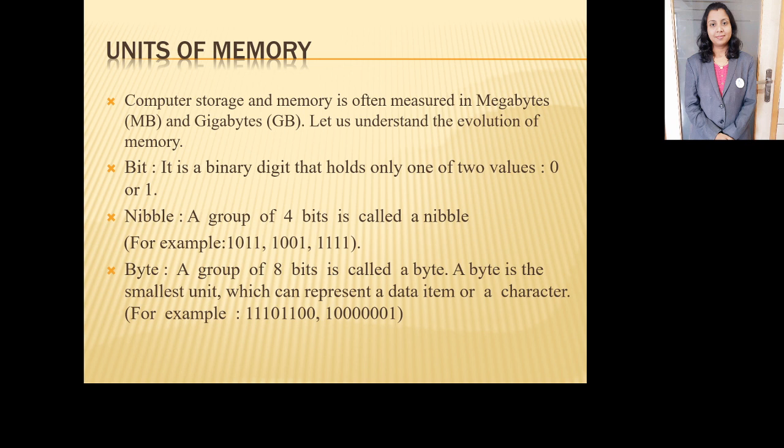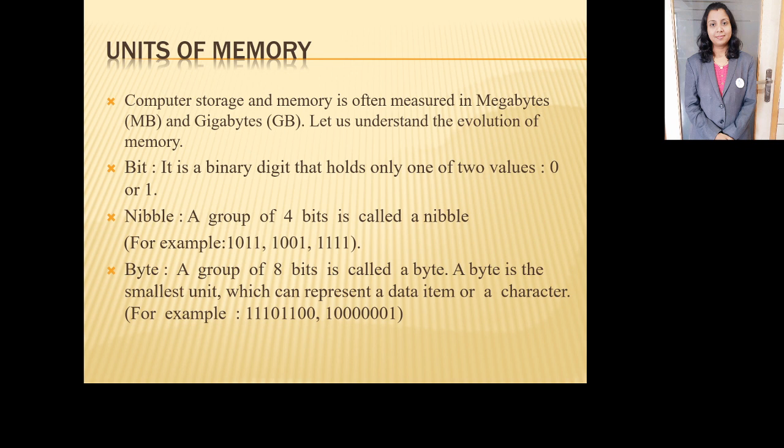Computer storage and memory is often measured in megabytes, represented by MB, and gigabytes as GB. Now let us understand the evolution of memory, how memory evolved till now. So the first basic unit is bit. A bit is a binary digit that holds only one of two values. The two values are 0 or 1.